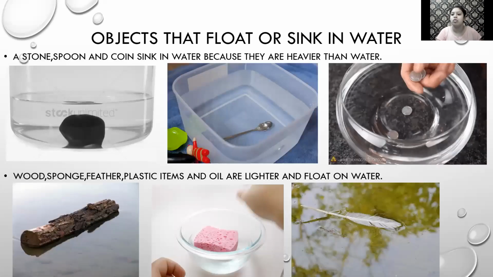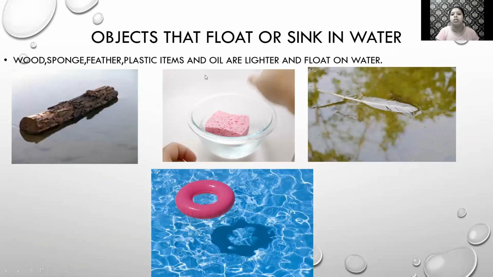Okay, so let's see a few things that float or sink in water. First one, a stone, spoon and coin sink in water because they are heavier than water. So stone, as you can see in the picture, spoon and coins are heavier than water, and what happens? They sink in water.